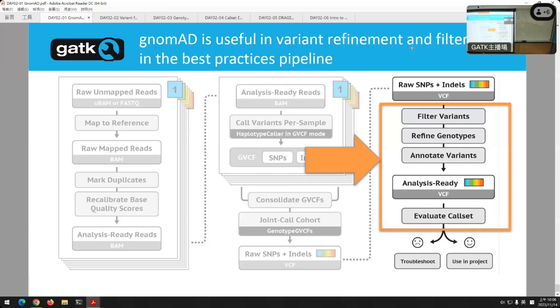Right. The next session will be a hands-on exercise, but after that, we'll be talking about variant filtering as well as call set evaluation, and that is all relevant to how gnomAD was created. Thank you. Yeah, thanks.